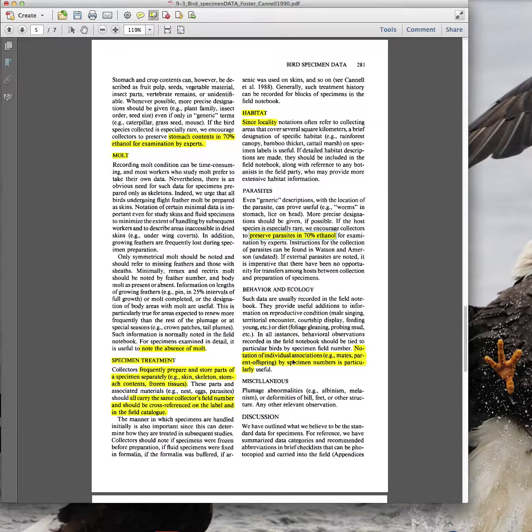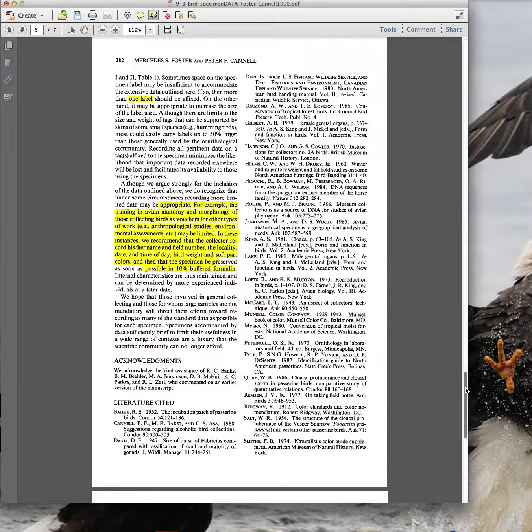And then behavior and ecology. Think about the utility of this information. And we go through, what do you do if there's too much data for one label? What is the minimum amount of data required to record? And please, please don't put things in buffered formalin. Thank you. You should know why based on what John told you.